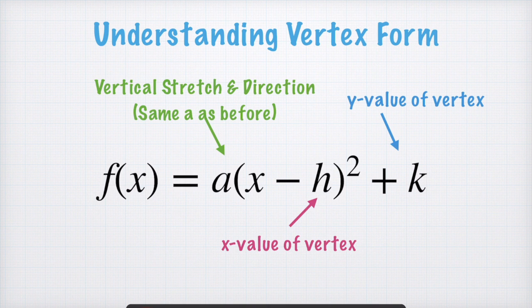But in general, here is our basic format. We notice that our a is going to be our vertical stretch and our direction. So if a is positive, it's going up. If a is negative, it's going down. h is going to be our x value of the vertex. k is our y value of the vertex. And from there, we just kind of make things work.